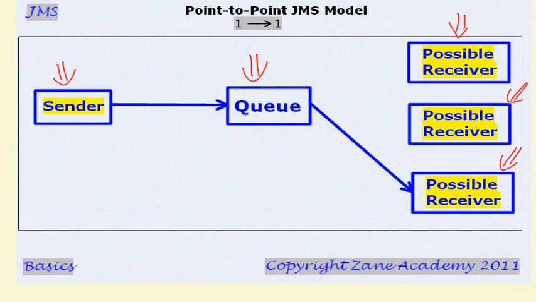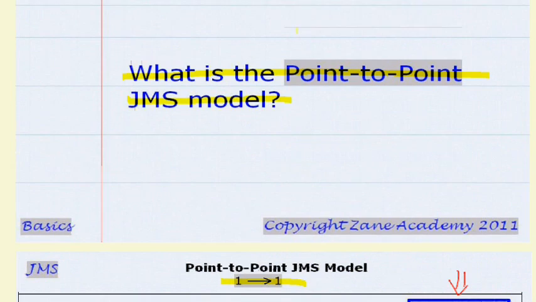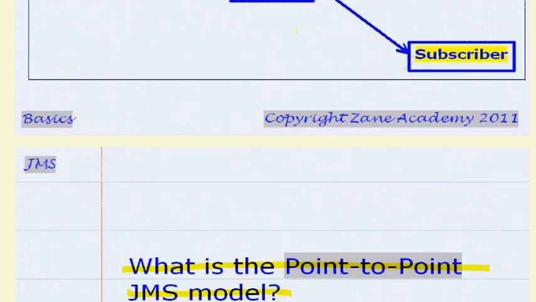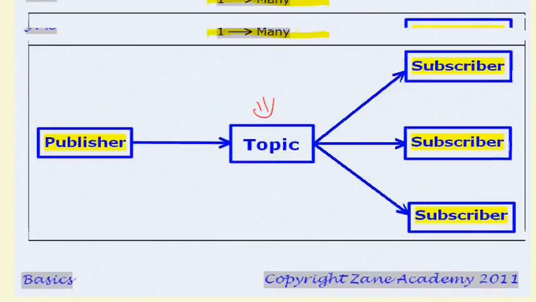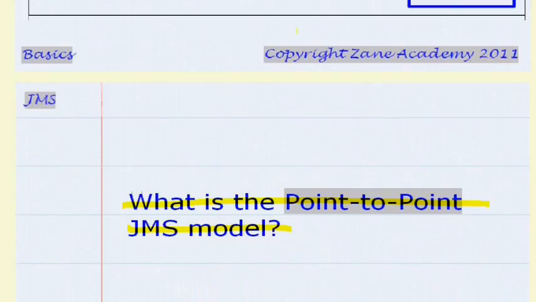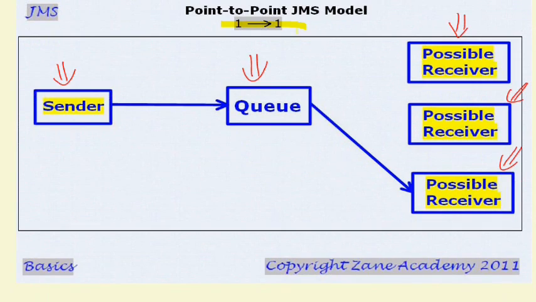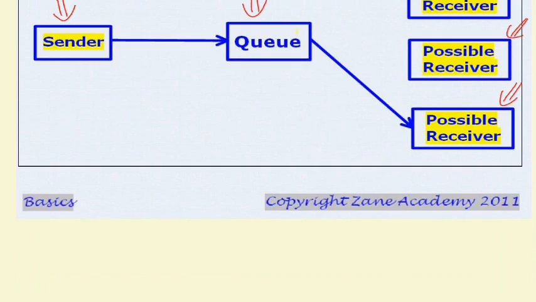It's a point-to-point model. That's the difference between this model and the publish-subscribe model. The publish-subscribe model is one-to-many, and the point-to-point model is one-to-one, so the message is only going to be consumed by one of the possible receivers, even though we could have many possible receivers. Okay.